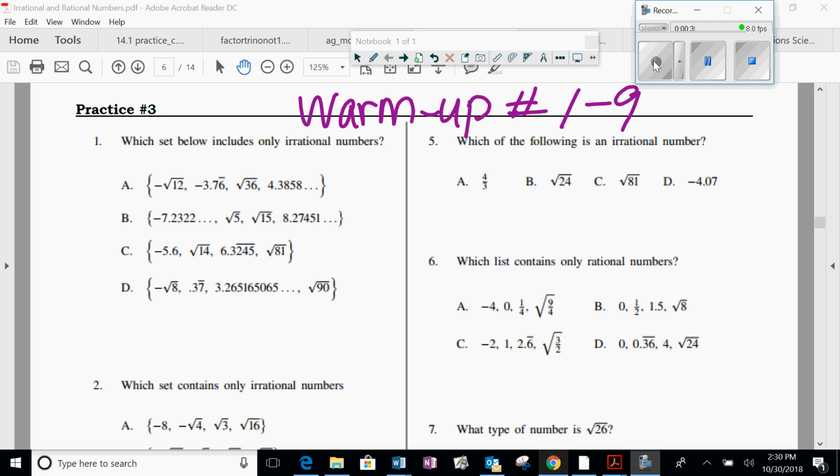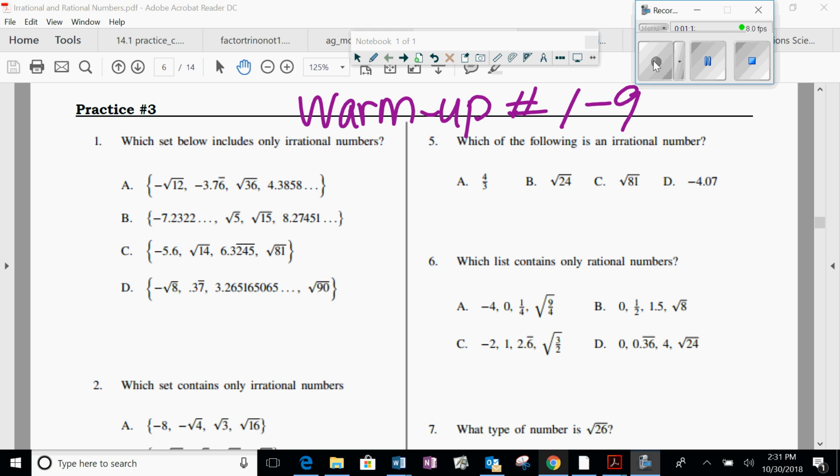Fractions, repeating decimals, terminating decimals, or stopping decimals, and perfect squares. If it is not one of those things, it is irrational. So irrational numbers cannot be written as a fraction. They do not repeat, and they are not perfect squares. So we're going to look at these numbers and identify if they are rational or irrational.